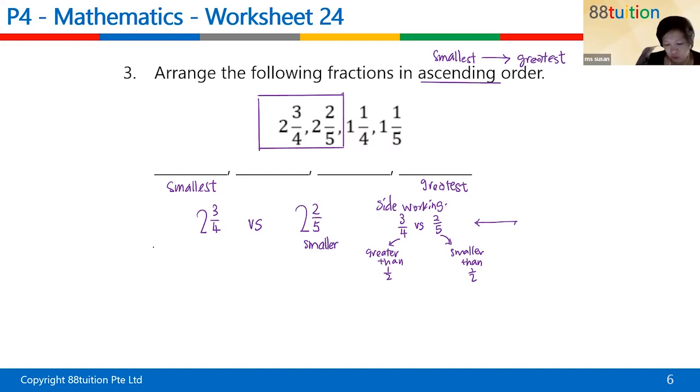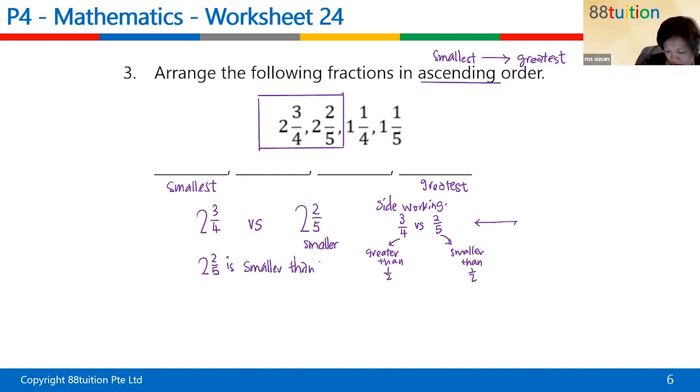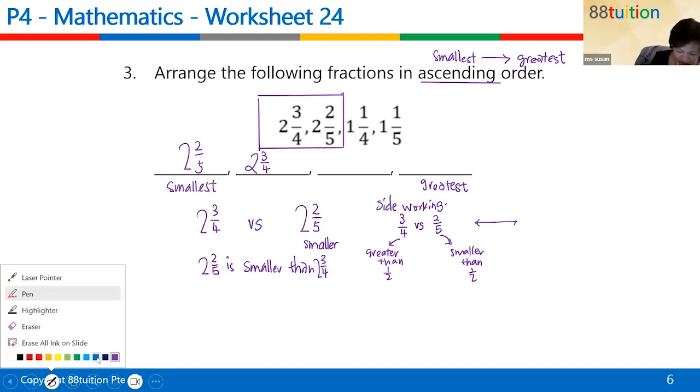Then 2 and 3/4. So I'm going to write this statement. Of course, during the exam, you don't need to, but for explanation I need to. So 2/5 is done mentally, which is better, but it must be correct. So this one is the smallest already. You don't need to say 2 wholes. 2 out of 5 is smaller than 2 wholes, 3 out of 4. Here, write this one. Then now I am working on these two.